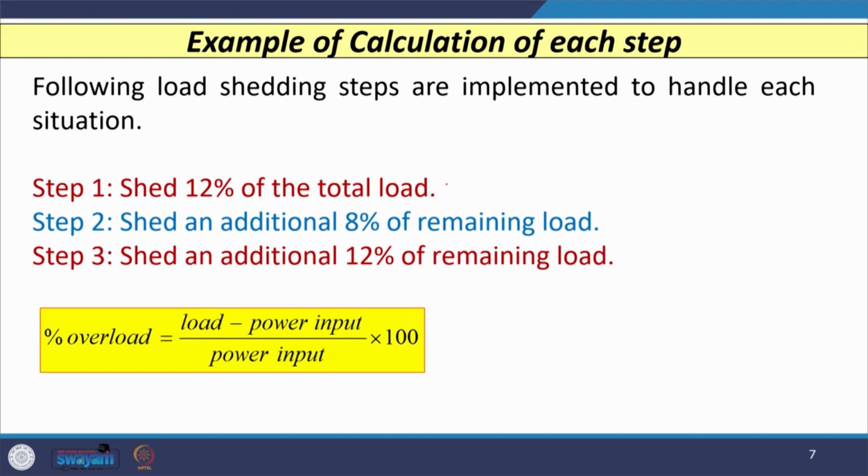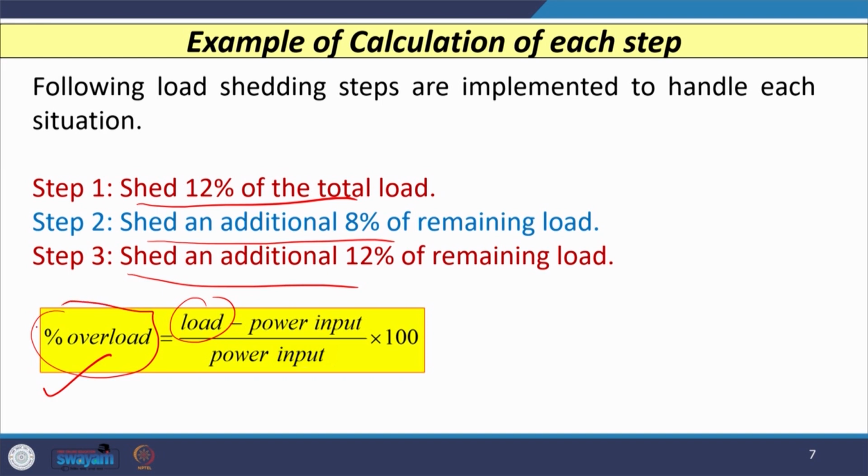In step 1 we have to shed 12% of the total load. In step 2 we have to shed an additional 8% of the remaining load, and in step 3 we have to shed an additional 12% of the remaining load. In each step, step 1, step 2 and step 3, we can calculate the percentage of overload that is going to occur on the network using this equation, which is nothing but (load minus power input) divided by power input, into 100. So you will get the overload in percentage.